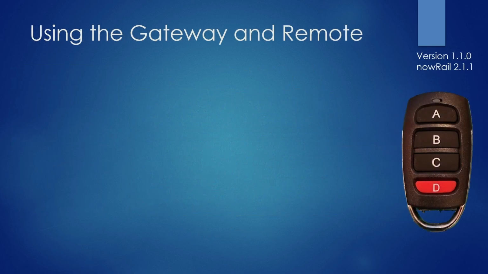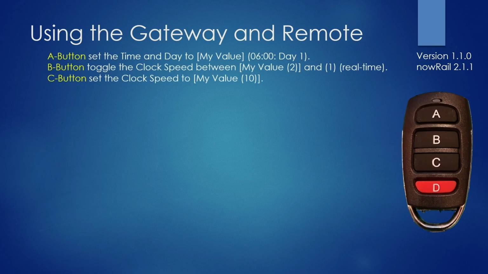For this demo, we will use the remote control D button to send out DCC requests. Also, 3 DCC requests will be handled by the scheduler. The A button sets the time and day to my values, 6 in the morning on day 1. The B button will toggle the speed between my values 2 and 1. The C button will set the clock speed to my value 10. All the values are set in the configuration file Gateway TXT.